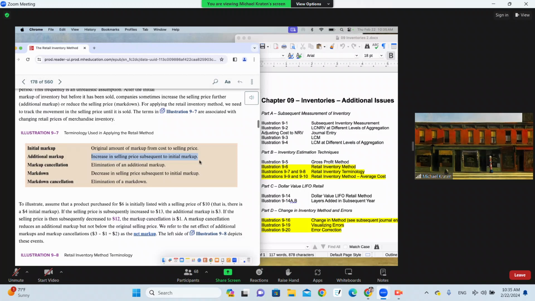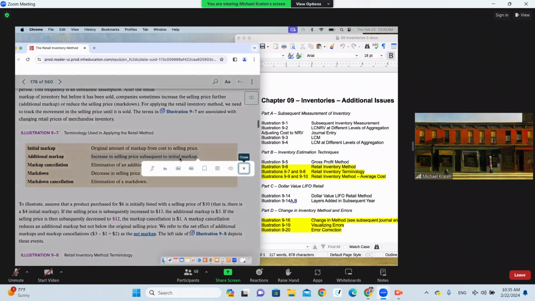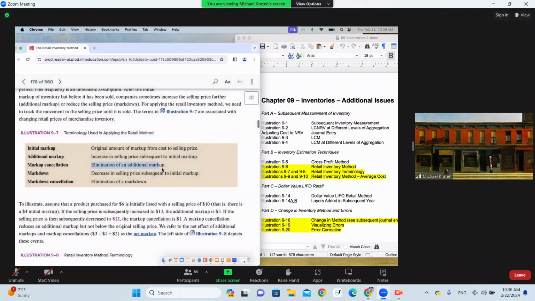What if the day after that you say, 12's a little bit too much, I'm going to back down my price to 11. Well, then you have a markup cancellation of -1. What if the next day you bring the price all the way back down to 10? Well, then you have another markup cancellation of -1.